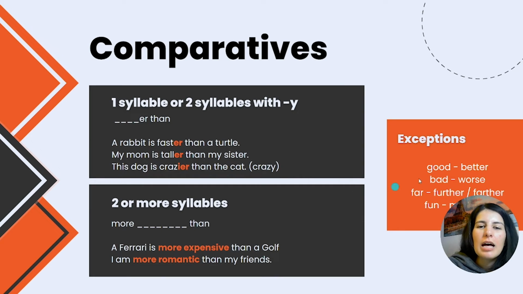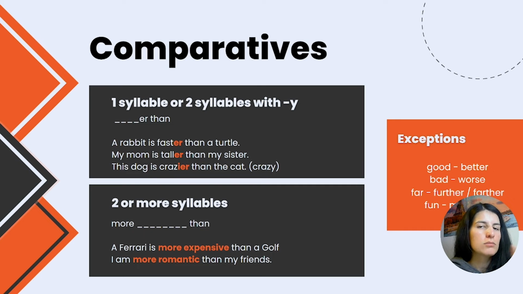So, the adjectives good, bad, far, and fun have what we call irregular comparatives. Meaning that it's not possible to transform them into a comparative using these rules that we have over here. So good is going to change into better. So my house is good. My mom's house is better. Right? So if I compare, I say my mom's house is better than my house.